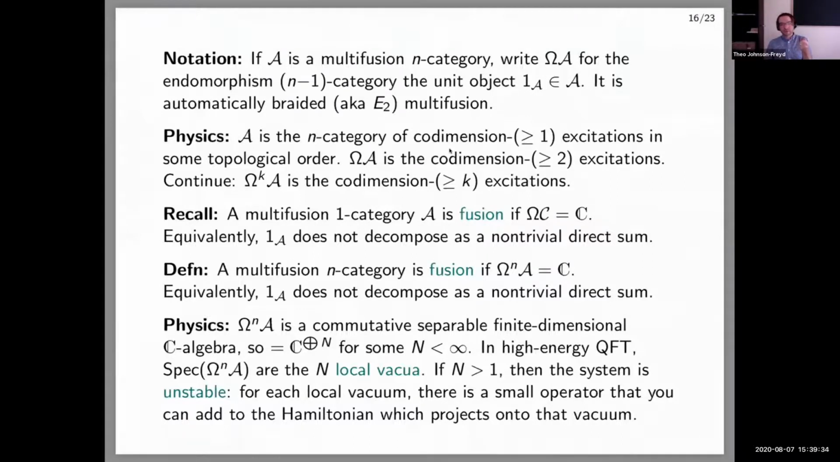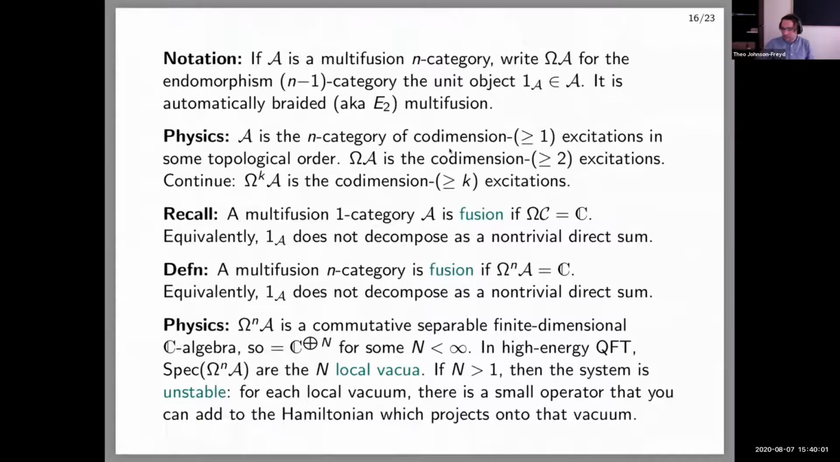Another way to say this, equivalently, is that the identity object in my multifusion n-category does not decompose. In a fusion n-category, the identity object should not decompose as a non-trivial direct sum, which is how David defined it this morning. So that's the difference between multifusion and fusion: the indecomposability of the identity object.